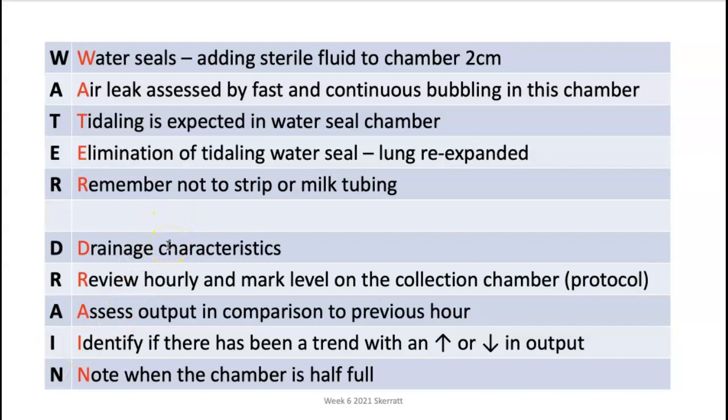D is drainage characteristics, so the amount, the color, the volume. Record hourly and mark on the collection chamber. Again, this is per protocol. In an ICU setting, you may be reviewing it hourly, and anything above 100 mL per hour is cause for concern. You also want to compare it to the previous hours. So assess output in comparison to the previous hour. If it's starting to decrease, that's a great sign. If it's going 100, 125, 150, then that's a concern. Identify if there's been an increase or decrease in the amount, and note when the chamber is half full, because you need to start thinking about when you're going to change the system.